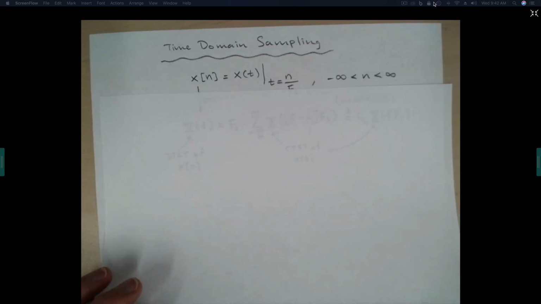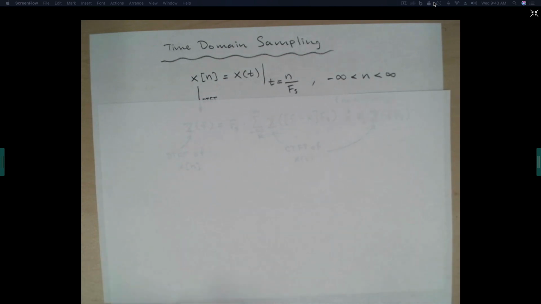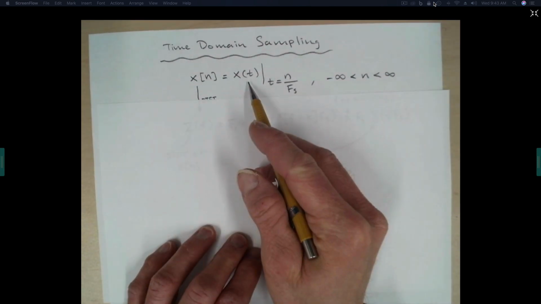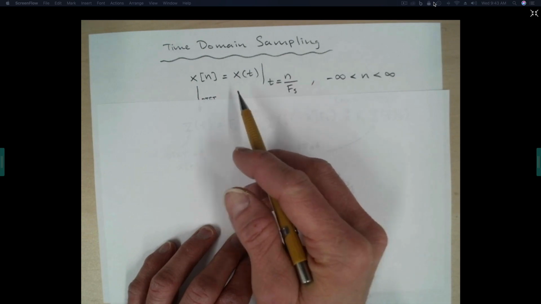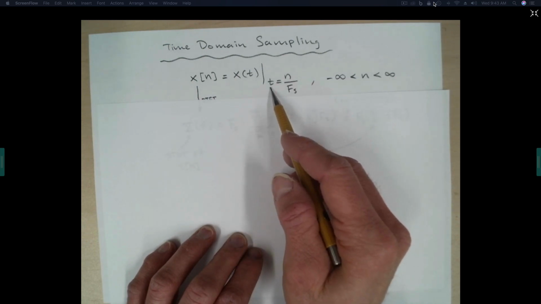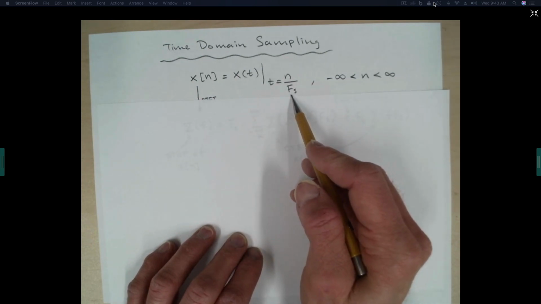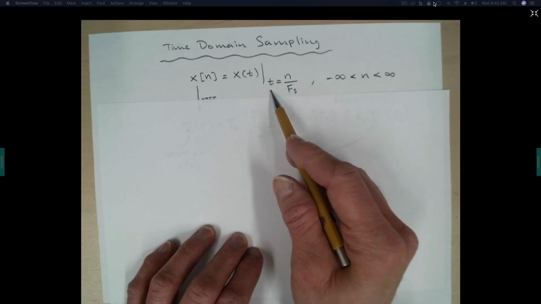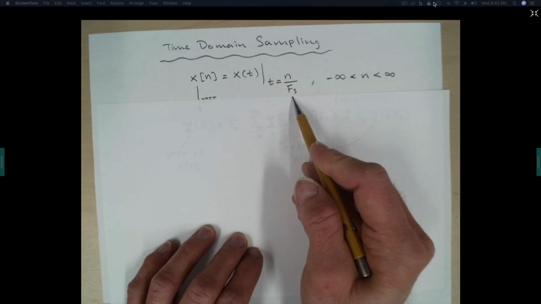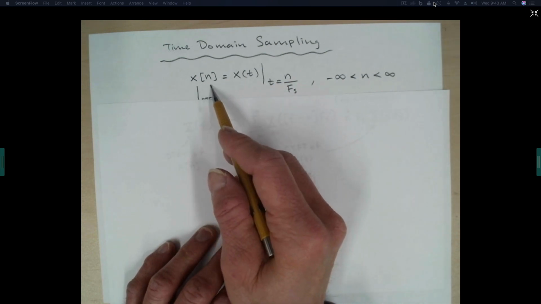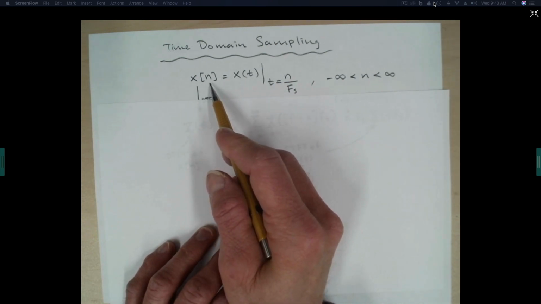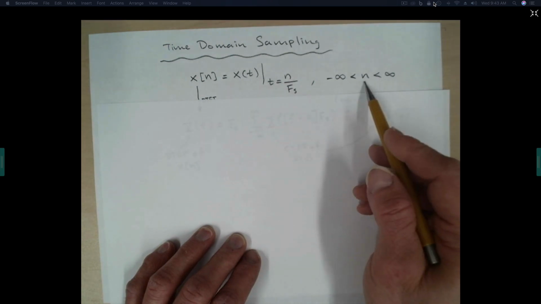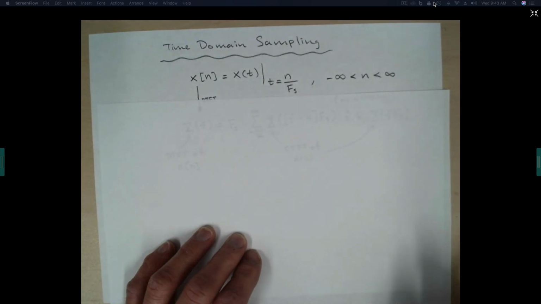So first of all, in time domain sampling, we begin with a continuous time signal here, x of t, and we take samples at some sampling rate, fs. So 1 over fs is the sampling period, and we're taking these samples uniformly once every 1 over fs seconds to get a discrete time sequence that we'll call x[n]. So n is an integer. It goes between minus infinity to infinity.